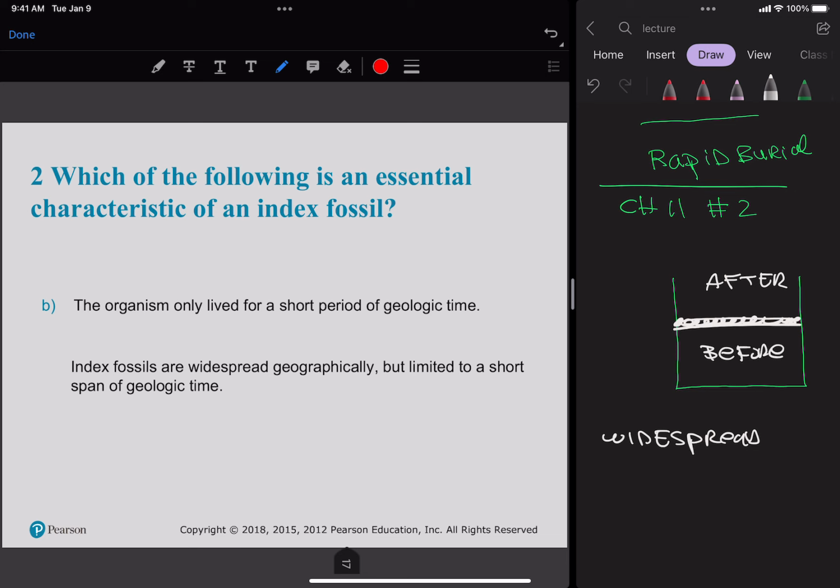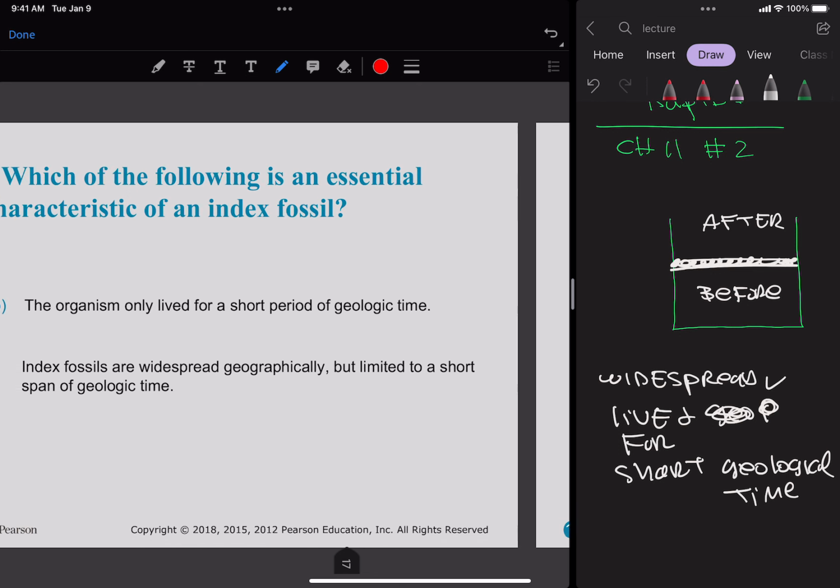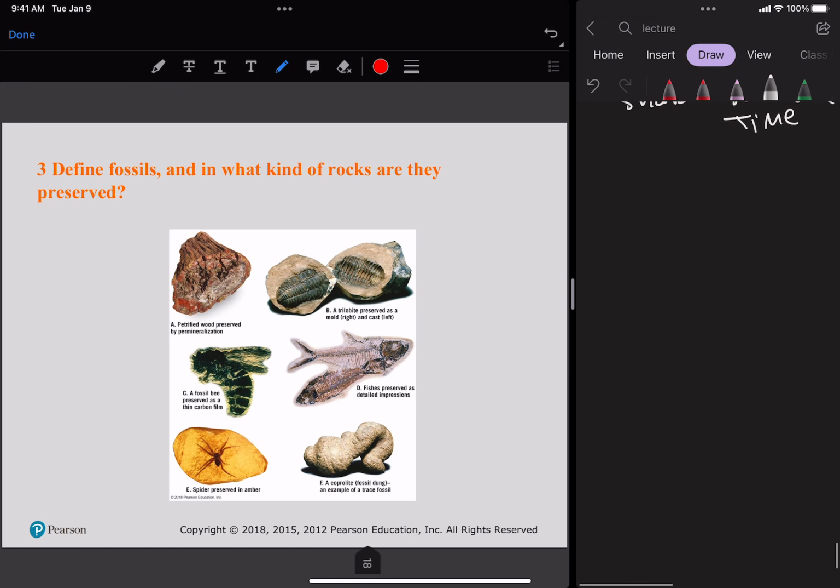So for an index fossil, the first thing is that they were widespread, and also they lived for a short geological time period. Okay. Next question.